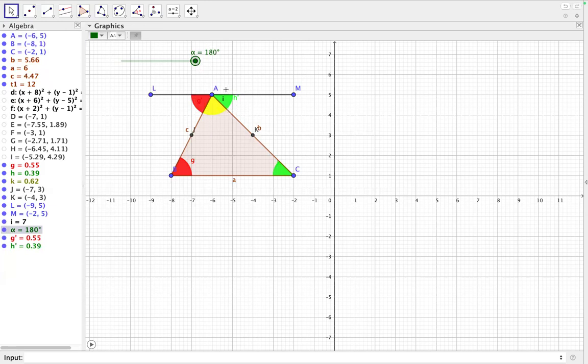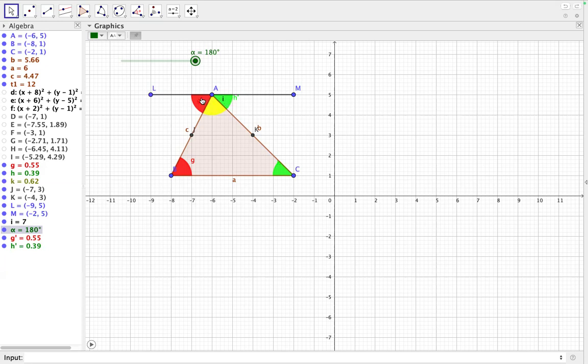Now, if you still haven't seen what is going on here, when this red angle and this green angle are moved here, adjacent to the yellow angle, you see that they form angles on a straight line. So if you draw a parallel line to the base of the triangle, you realize that there will be angles on a straight line at this vertex here.